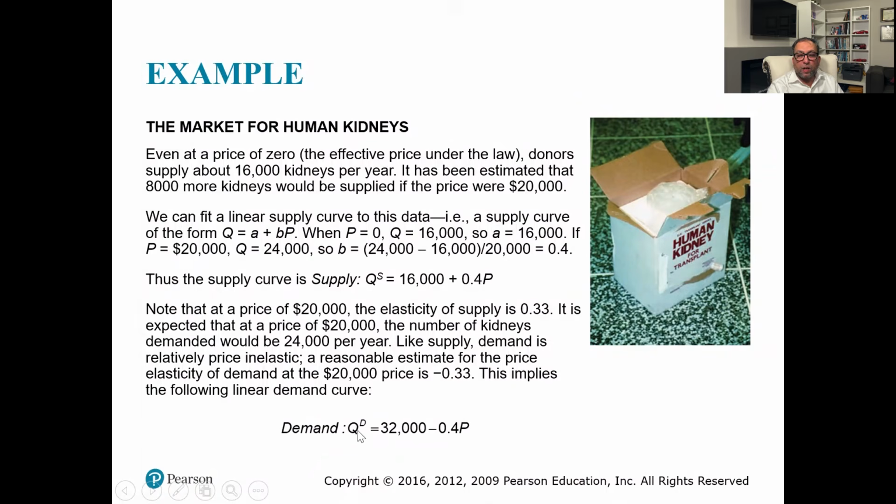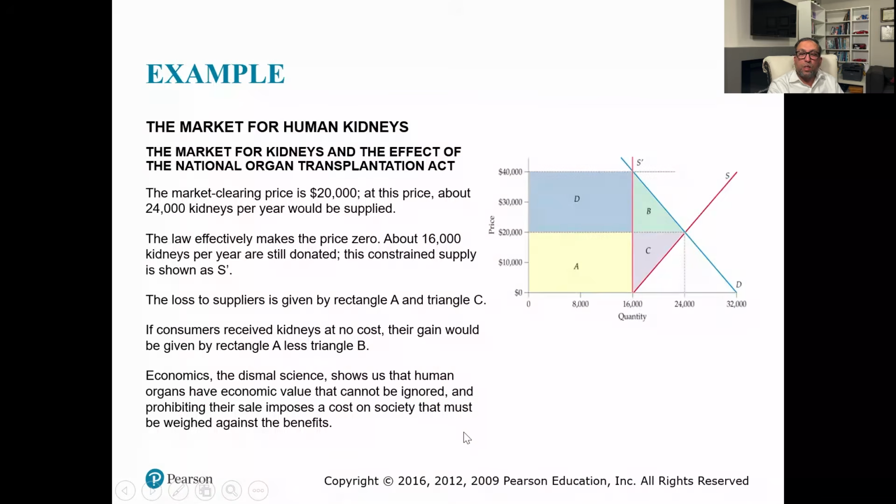So we can say that this is our linear demand function as well: 32,000 minus 0.4P, that's the quantity demanded. When we draw the curves, you see here this is a demand curve. 32,000 kidneys are required at the price of 0, but only 16,000 at the price of 40,000. So this blue line is the demand curve. The supply curve is unique here. You see that there are two supply curves. One is upward sloping and the other one is vertical.